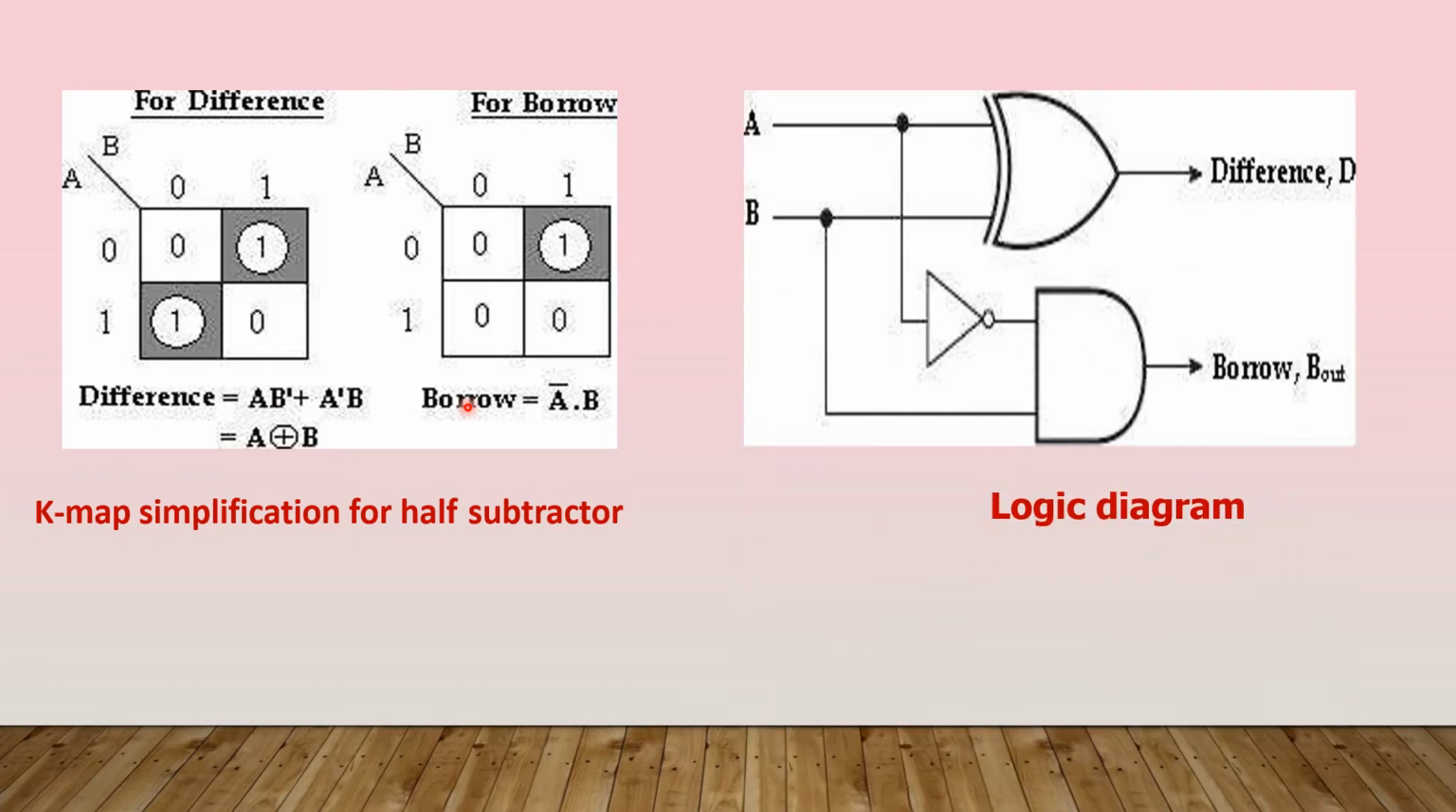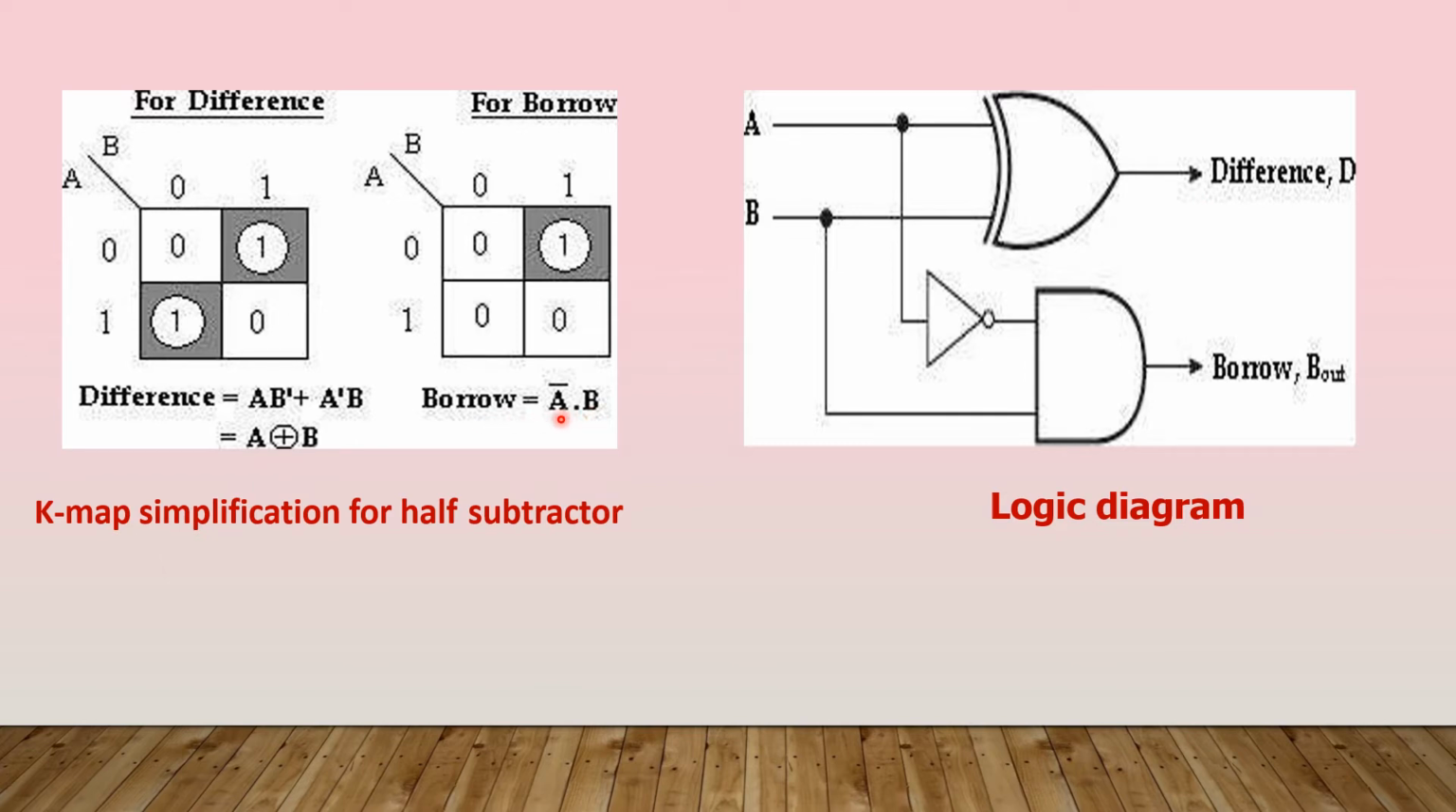Now we can just construct a logic diagram by using the logic gates. Since difference is nothing but A XOR B, we will be using the XOR gate straight away. So inputs are A and B. So difference D is equal to A XOR B. And what is borrow? Borrow is nothing but A bar into B.